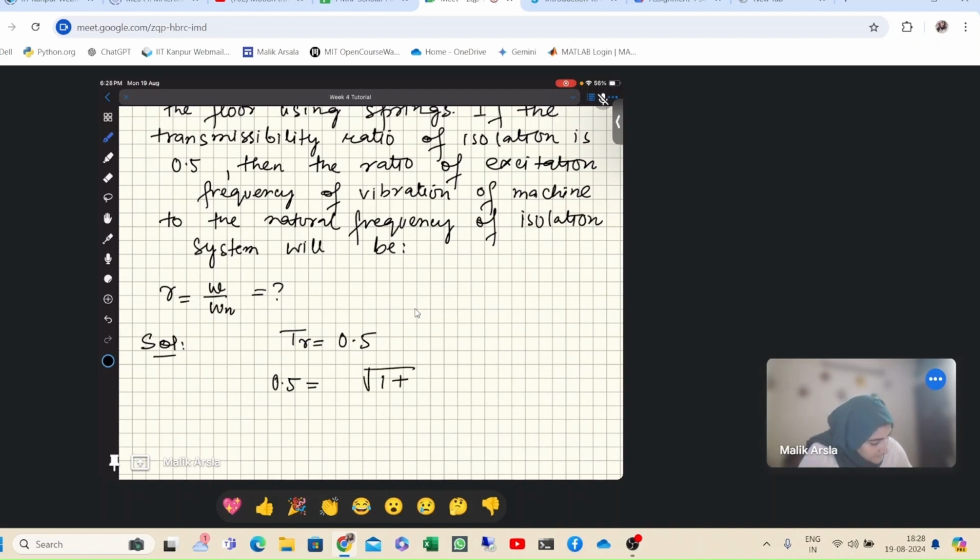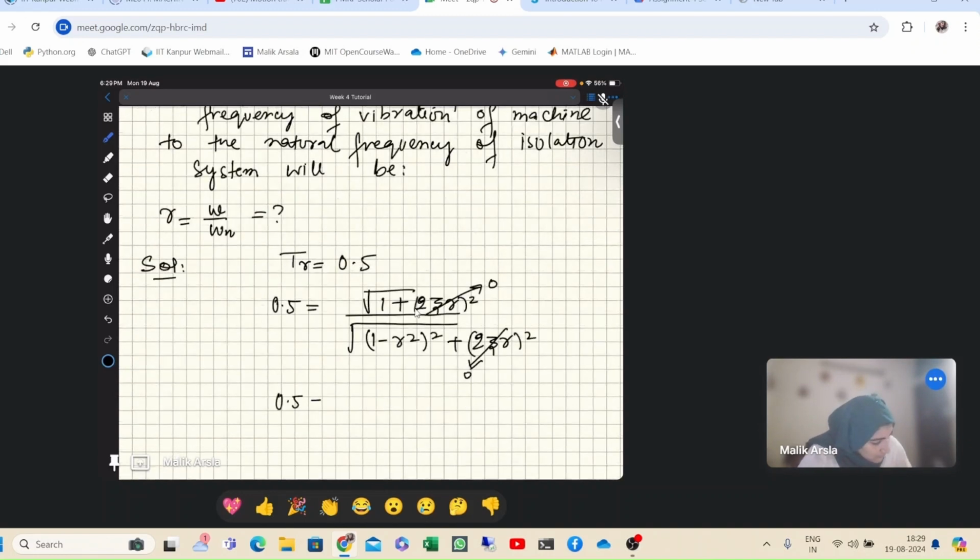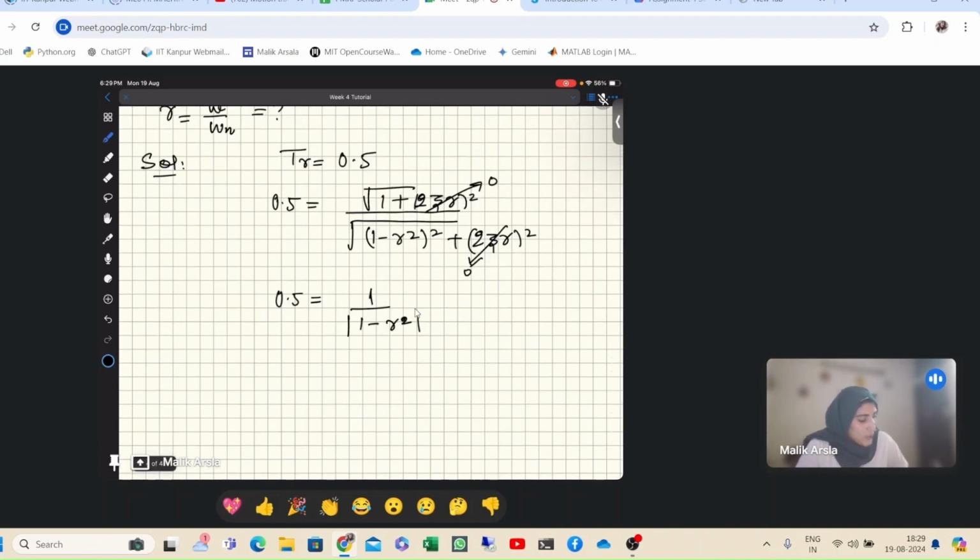Under root of 1 plus (2 zeta r) whole square upon under root of (1 minus r square) whole square plus (2 zeta r) square, right? Now here nothing has been said about damping, so we consider it to be 0. So this formula will reduce to 1 upon under root of (1 minus r square) whole square. Here it will be like modulus of 1 upon (1 minus r square), right? Now mod of 1 minus r square is equal to 1 upon 0.5, which will be 2.